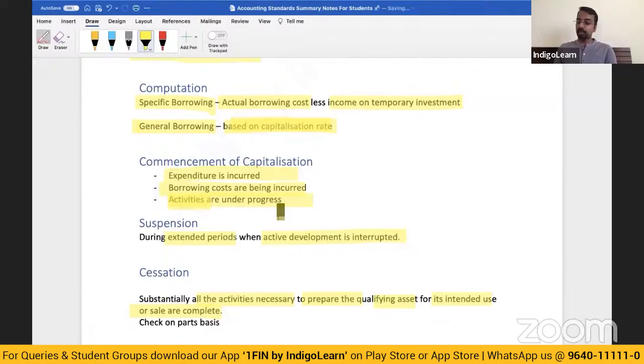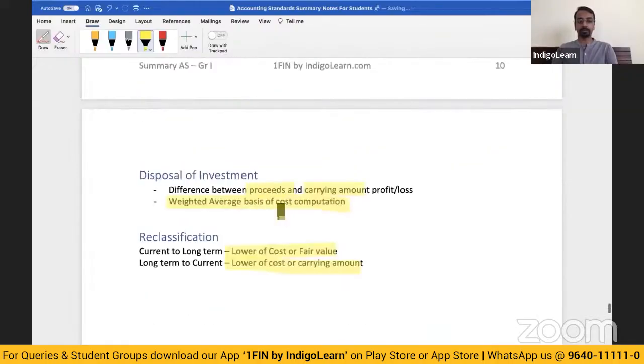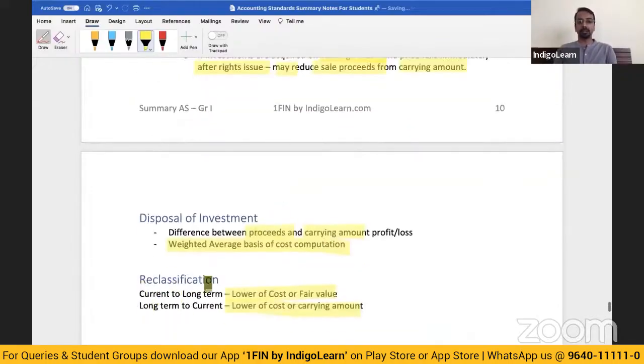Maximum period for substantial period, there is no maximum period. Reclassification. Okay. Reclassification means you had acquired an investment and it was a current investment, but later on you changed your mind and you converted it into a long-term investment.